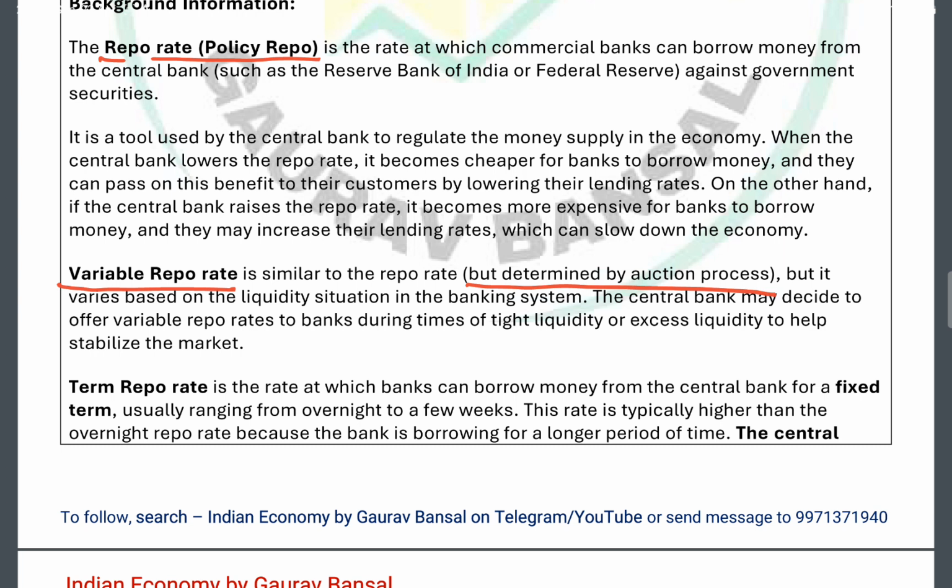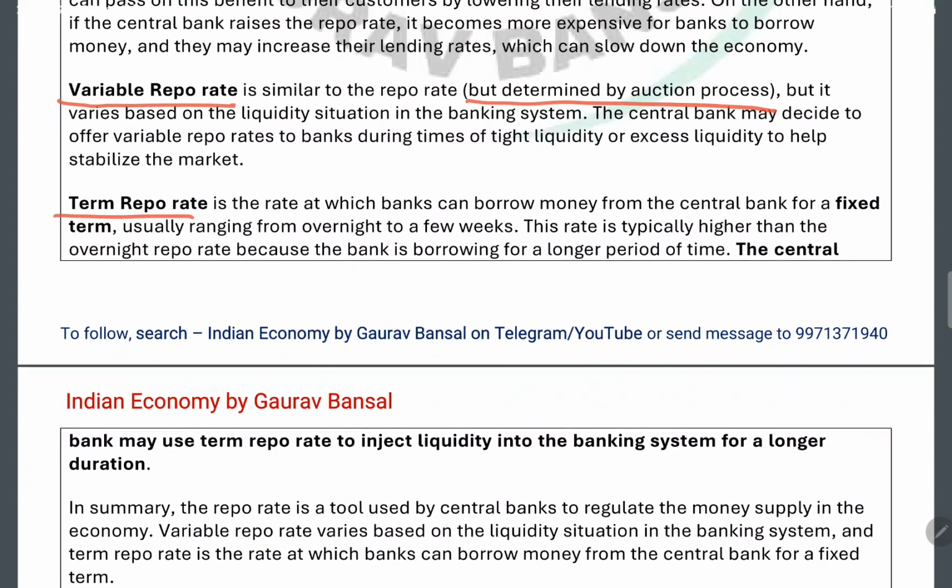Okay, so I hope by now you understand the difference between the variable rate and the fixed rate. Now, what is this term repo rate? Term repo rate is also there, in which RBI can offer an exception to the bank. For example, it is not based upon auction. An individual bank can offer to RBI that I want to borrow for a longer period, so can you give me at a certain interest rate? So, RBI can offer a term repo.